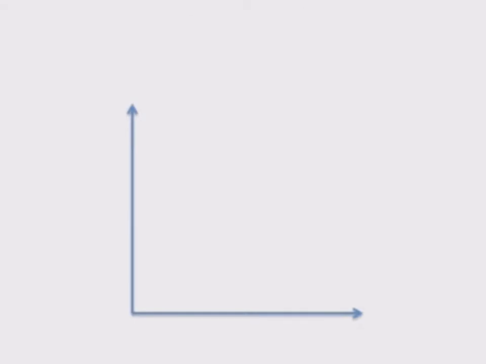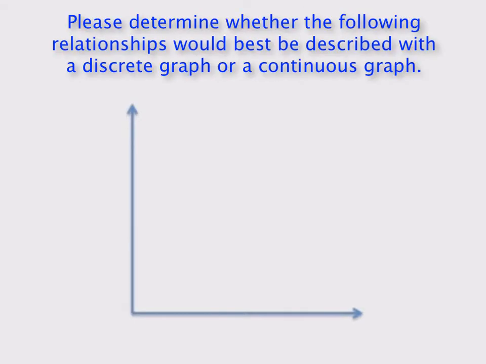All right, let's do some practice. In each of these, you'll be given a hypothetical situation, and our main goal is to determine whether the relationship would best be described by a discrete graph, which is not connected, or by a continuous graph, which is connected. If you'd like, please try to label each of the axes and draw a quick sketch of what you think an appropriate graph would look like. For each, please pause the video, give it a try, then play the video to see how you did.